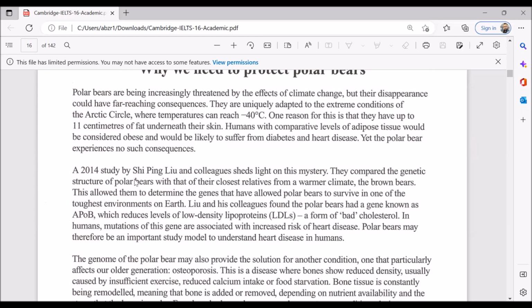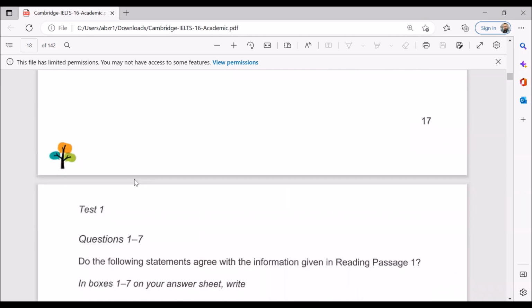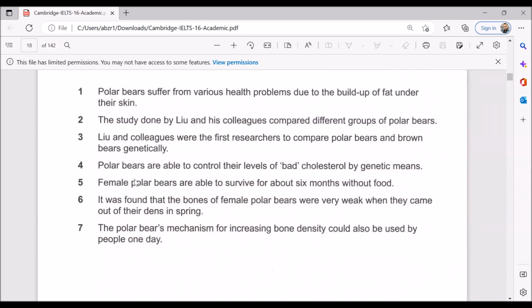If the second paragraph contains the answer for the second question, of course, the first paragraph contains the answer for the first question, because the second paragraph relates the information with the word Liu. And his colleagues compare different groups of the polar bear. Compare different groups, compare is an important word. Different groups of, and the study done by Liu and his colleagues. These are the keywords. Liu and colleagues, once again, this information would also be there in the second paragraph because the second paragraph was about the study.